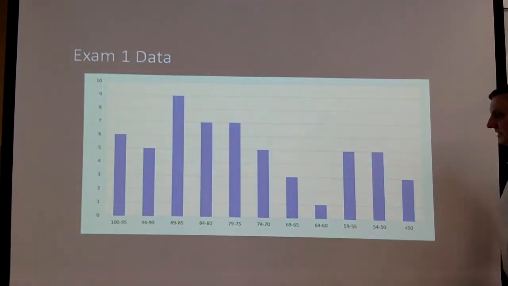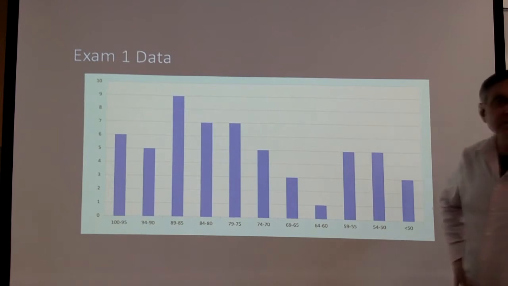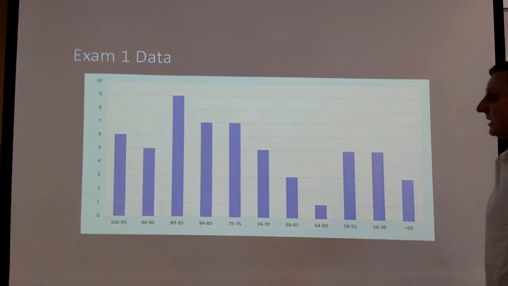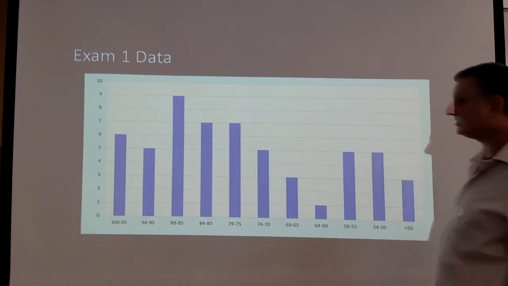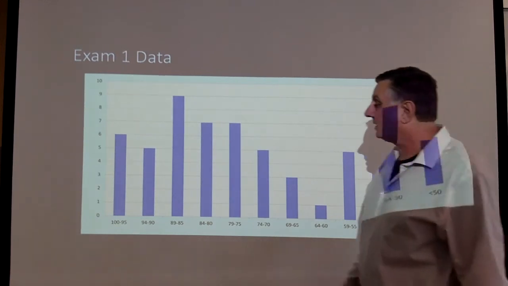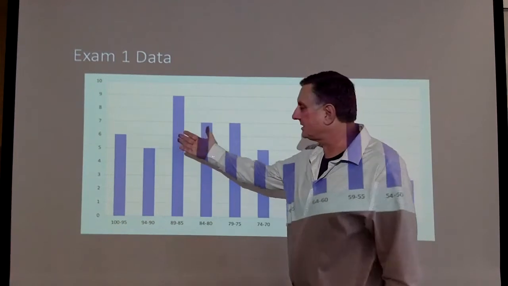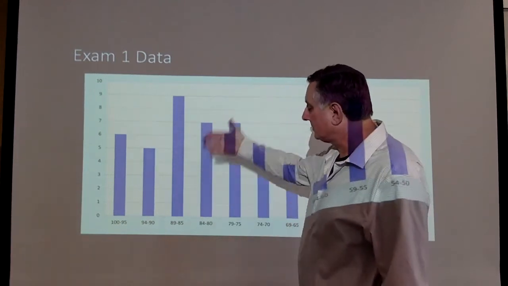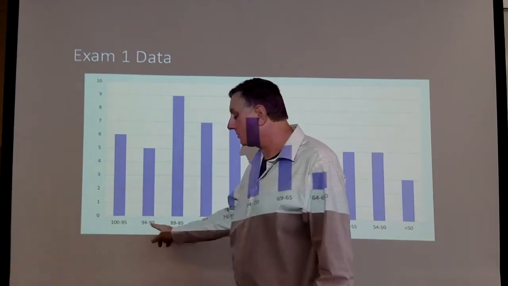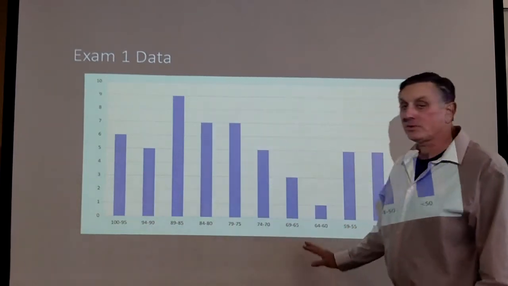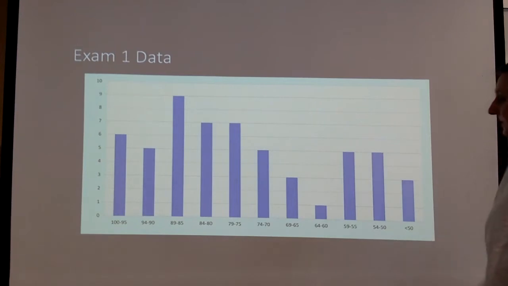Okay, this is the histogram. I'm combining the data for both lectures, so these numbers include approximately 56 or 57 of the 60 students. Of those 57 students, we had 11 people that scored 90 or above. And by the way, these are the raw scores.